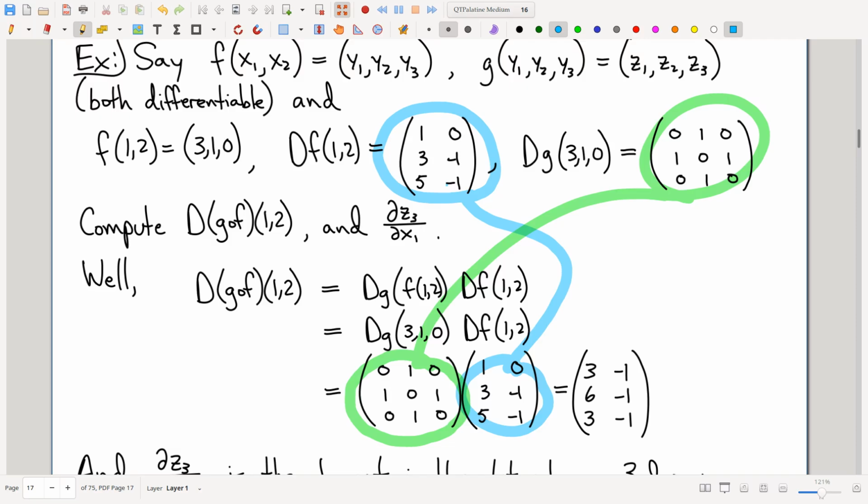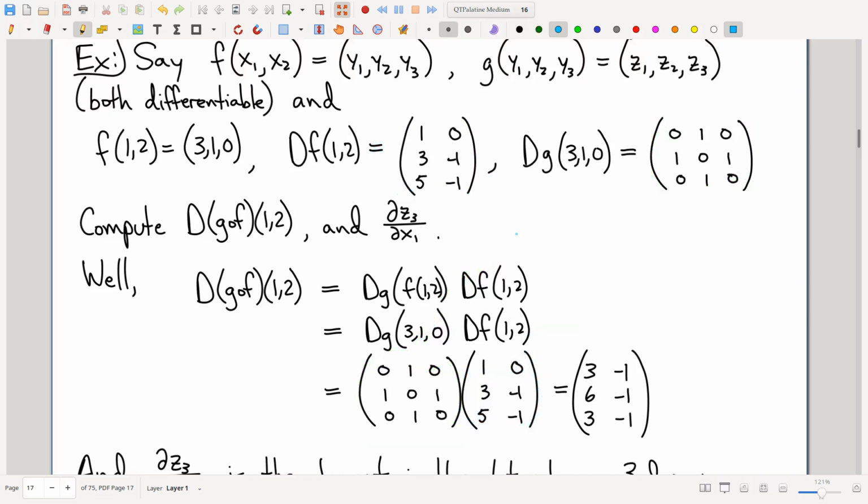Okay, all right. So heads up. Again, you've got to be on the lookout. Don't just assume that everything's just going to work naturally, because you can make all sorts of inappropriate assumptions. Okay, next question. How do we compute this partial derivative? Yikes. Okay, well, let's see. The partial of Z3 with respect to X1.